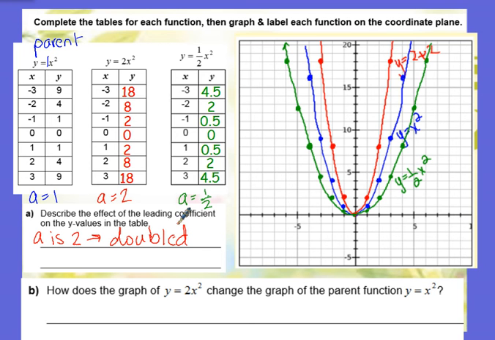Okay, why did they double? Because now we're doing everything from the parent but multiplying it by 2. So our outputs have doubled. When a is 1/2 in the third table, do you see what happened to the y values here? We went from 9 in the parent to 4.5, from 4 to 2, from 1 to 0.5, 0 to 0, and so on. So here the y values are halved.